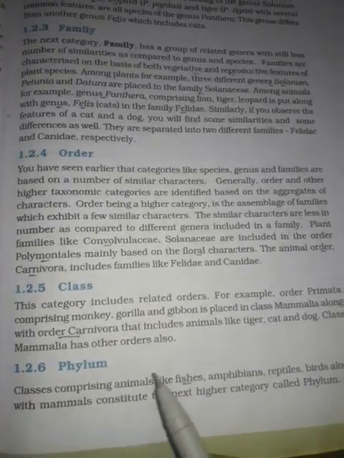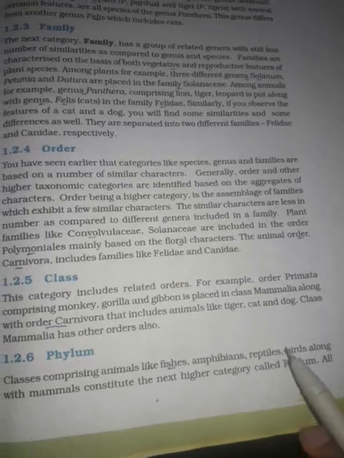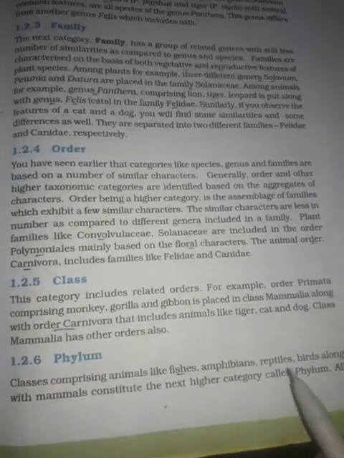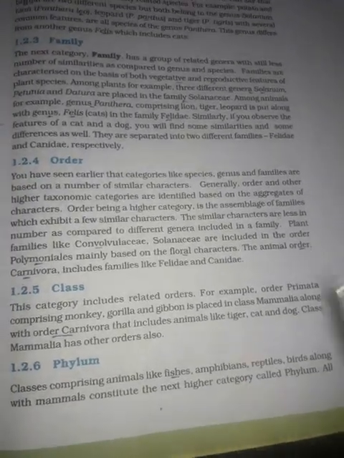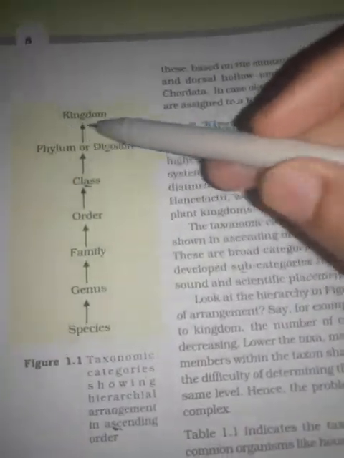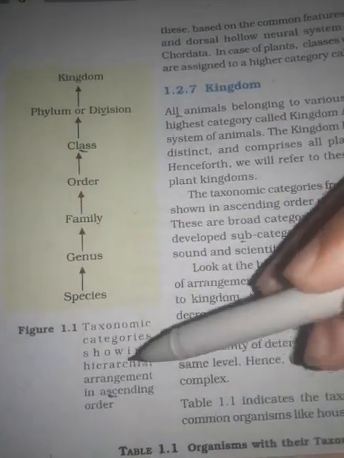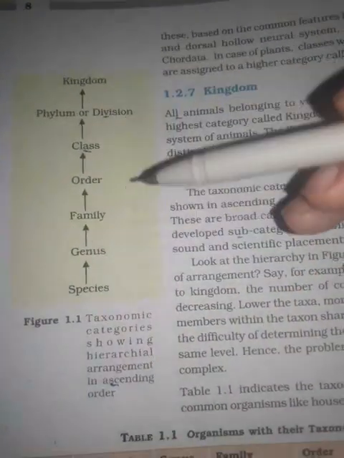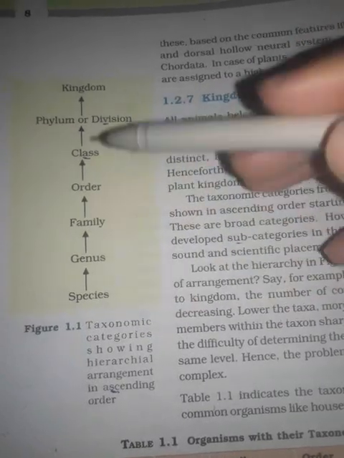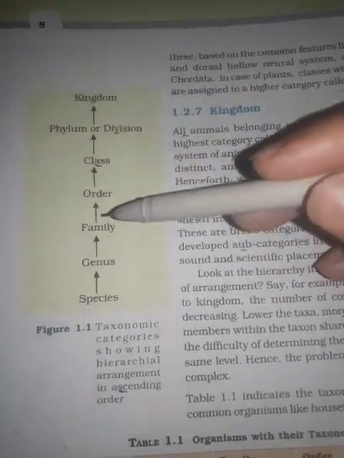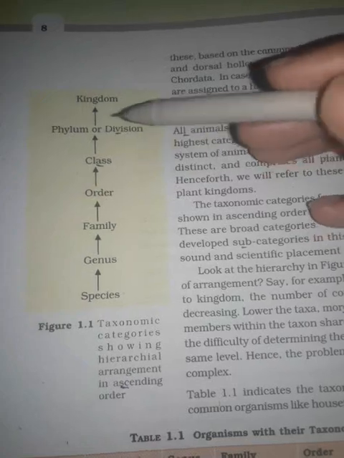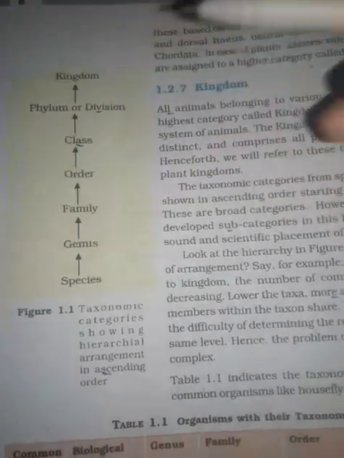Phylum includes fishes, amphibians, reptiles, birds along with mammals, called the phylum. Kingdom, phylum, division, class, order, family, genus, species. Taxonomic categories have a hierarchical arrangement. In ascending order: species, genus, family, order, class, phylum, division for plants, phylum for animals, and kingdom.